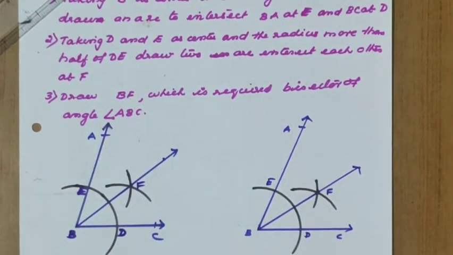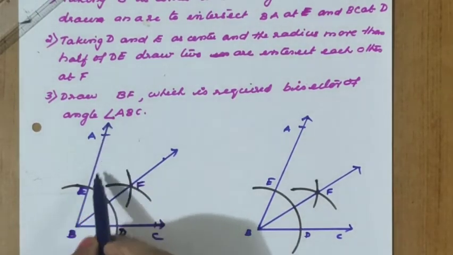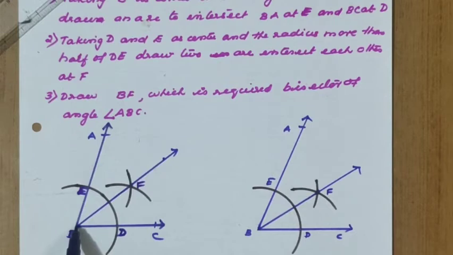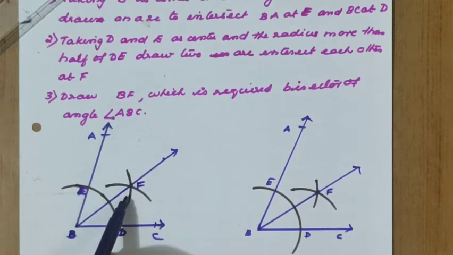Now how to do the justification? Once again, we have to see the diagram construction. Angle ABC is given, with the vertex, that is, the angle measurement is angle B only. With this we are drawing the arc with a convenient radius. You will get two points. With those two points and more than half of DE, we are drawing two arcs that will intersect at F, and join it. Now let us see the justification.